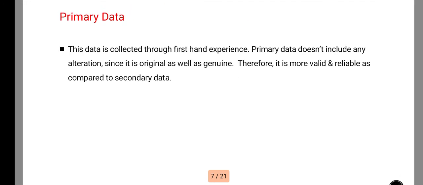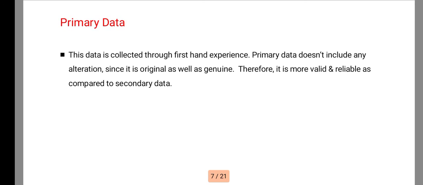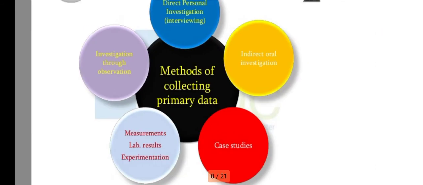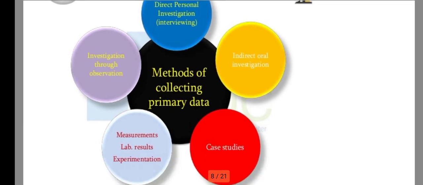So data collecting tools, we will be discussing primary data. This is collected through first-hand experience for the first time by the researcher himself. And this data doesn't include any alteration, as it has been used for the first time by the researcher. It is genuine, and it is valid, reliable, as compared to secondary data.